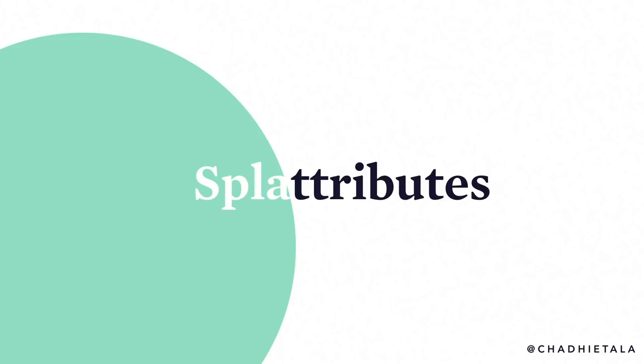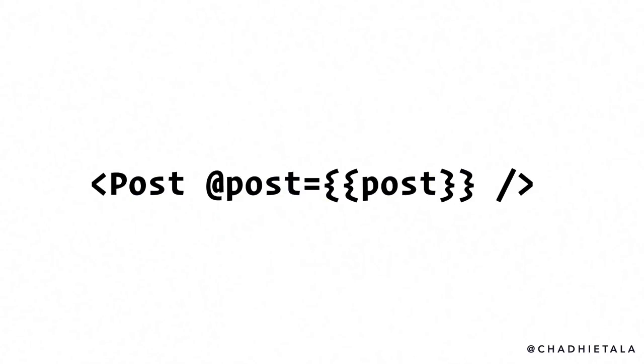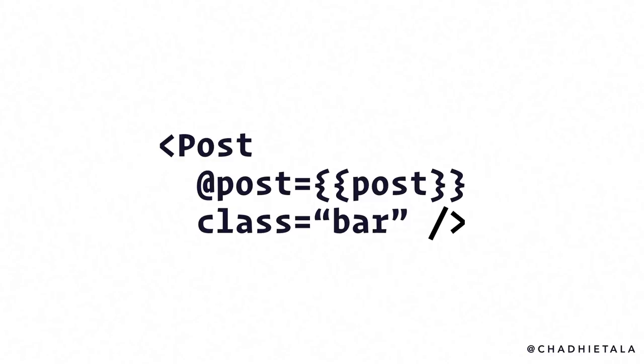The other thing we have to talk about if we're talking about the component layer is splattributes, and I'll explain what that actually means. So let's say we have our post component here, and we're sending posts into it. It would be nice from the outside to be able to pass HTML attributes to this component that you're overriding from the outside. So the arguments going into the component are prefixed with the at symbol, and you refer to them with the at symbol on the inside of the template. Anything that isn't otherwise prefixed is talking about HTML.